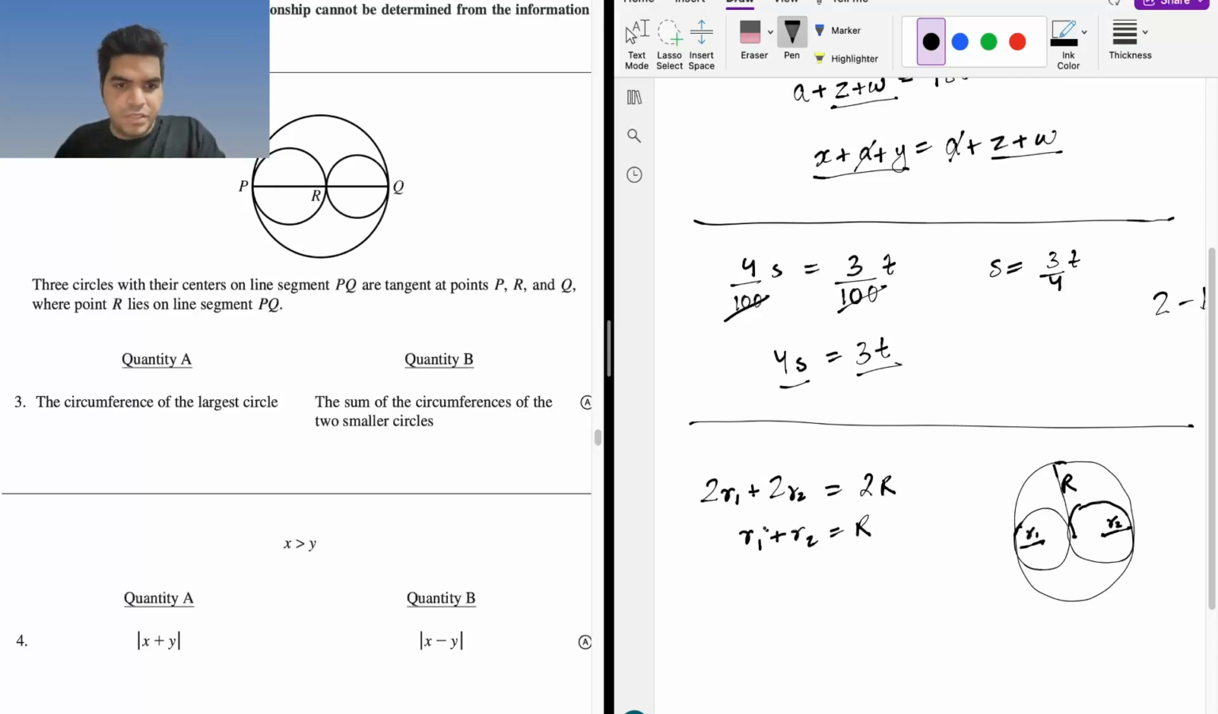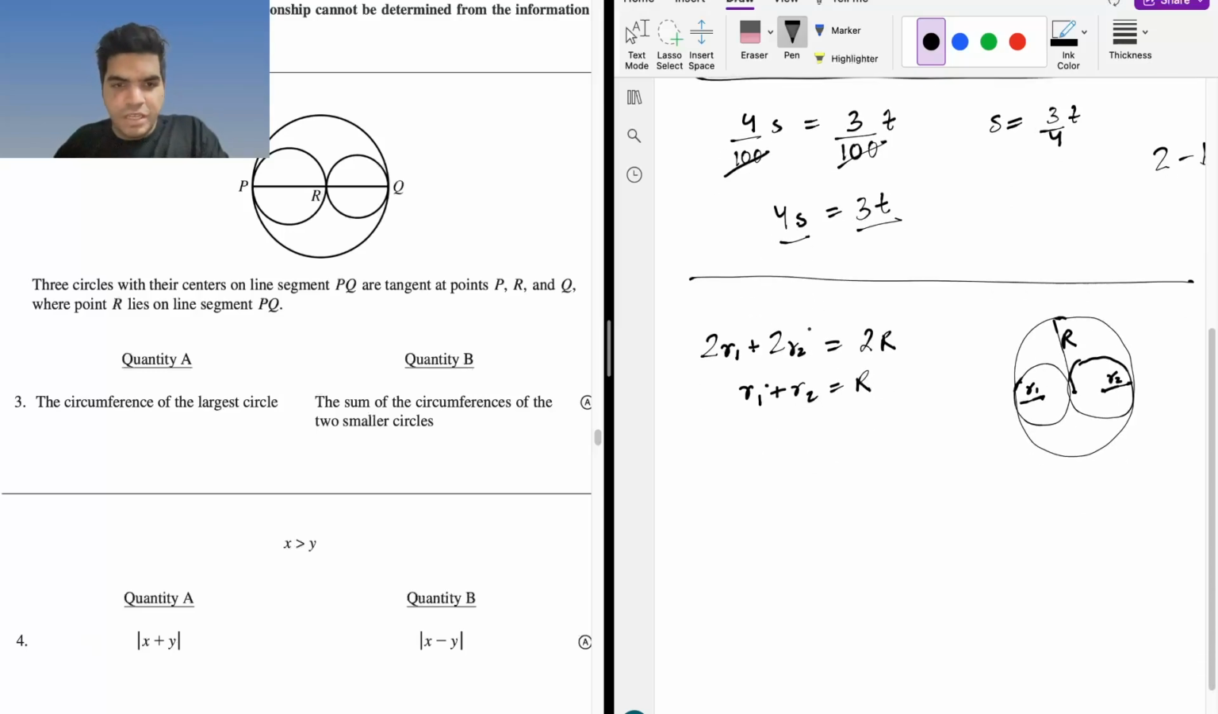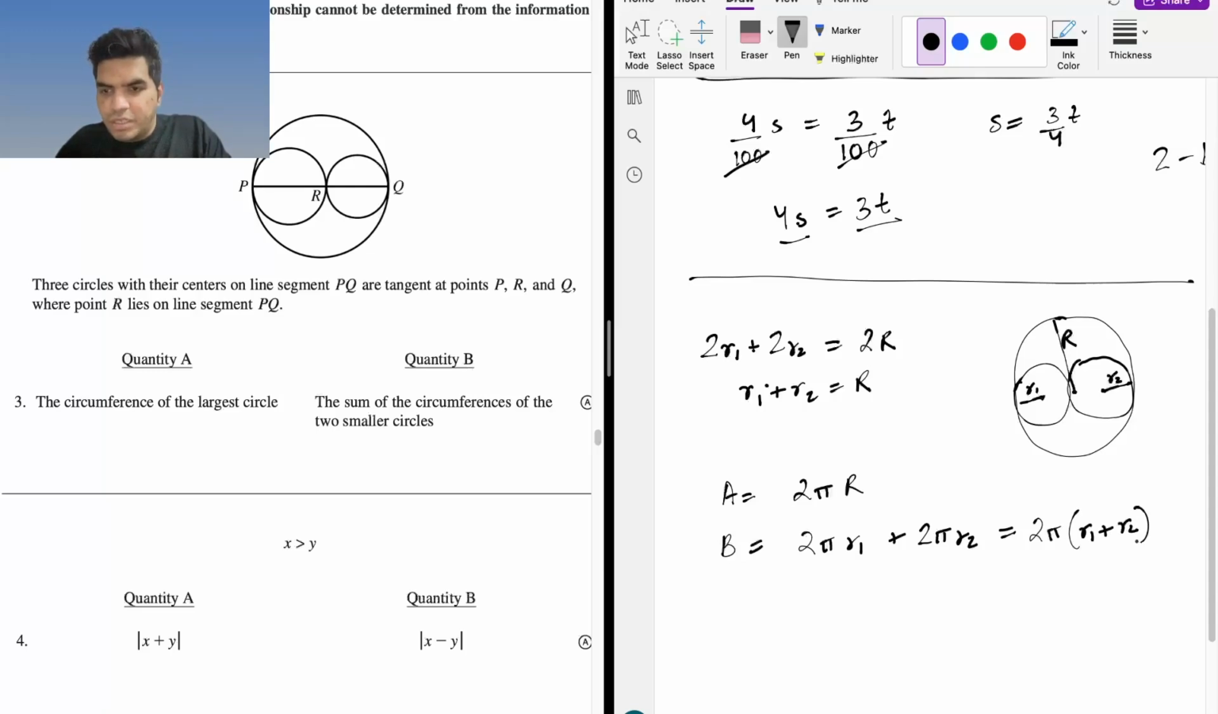Now we have this information. This is the key piece of information you have to figure out. After that, everything is very easy. Just write the circumference. So quantity A is equal to 2 pi capital R. Quantity B is equal to 2 pi R1 plus 2 pi R2, which can be written as 2 pi (R1 plus R2). As we just saw, R1 plus R2 is equal to capital R. So this will be equal to 2 pi R.